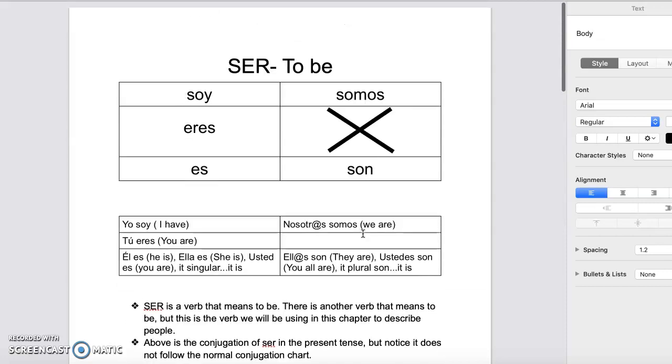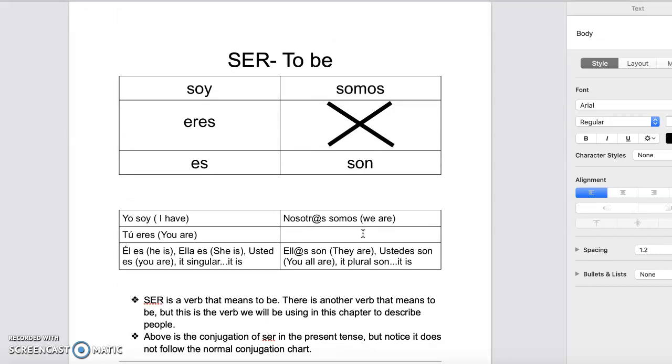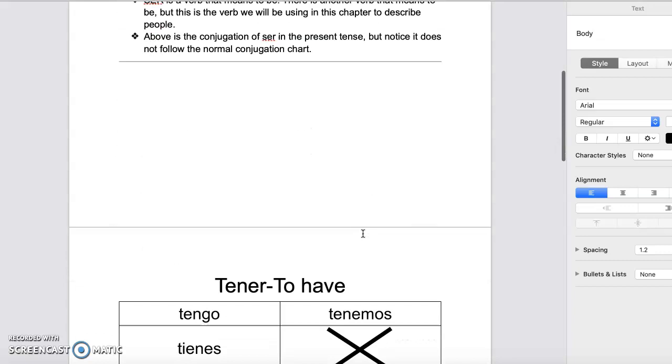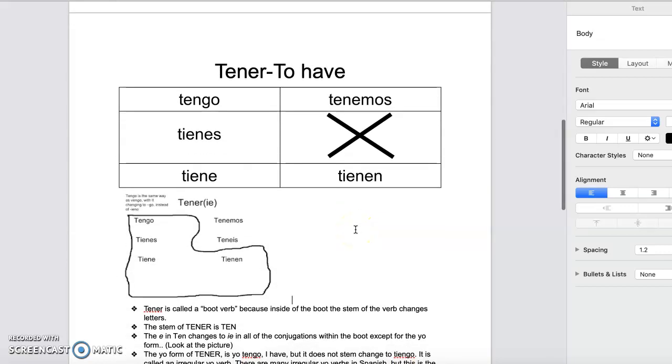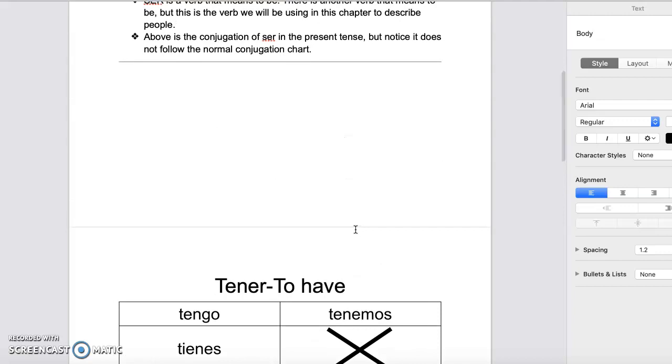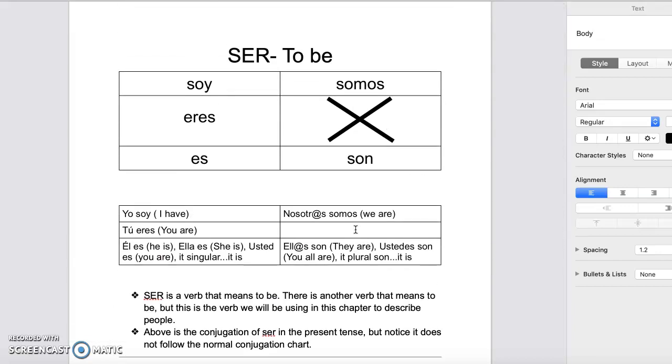So quick review. Ser means to be, and it's just irregular. It does not follow the chart. So I have soy, eres, es, somos, son. Tener means to have. It's a boot verb, and it's an irregular yo. So I have tengo, tienes, tiene, tenemos, tienen. So questions on verbs, please email me. These two conjugation charts you need to start looking over, okay? And that was written many times in the instruction pages listed on Canvas that you needed to look over ser and tener.